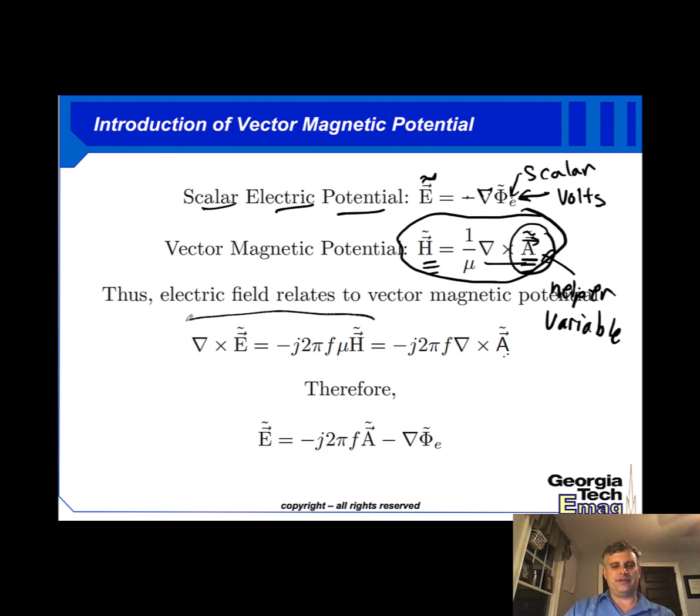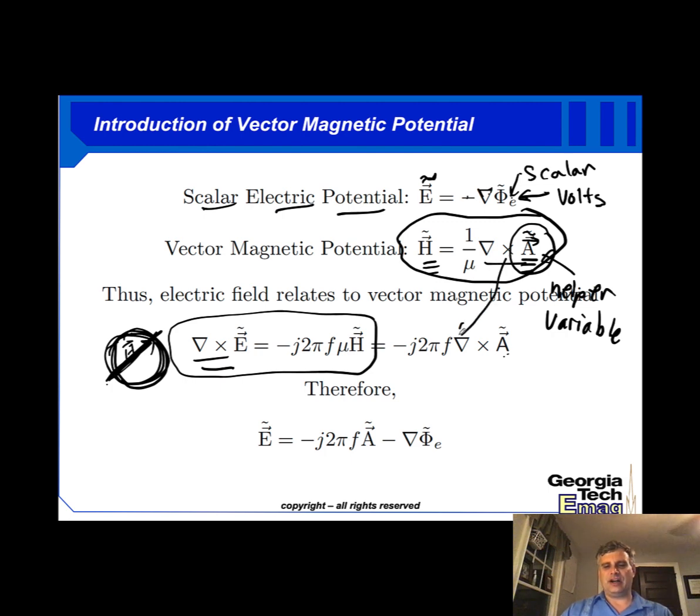Here is Faraday's law, which says that electric field circulates around a changing H field. So this is my H field. It's a phasor vector. It's oscillating back and forth. I'm going to get an E field that circulates around that, according to this Maxwell equation. By definition, if we plug this in here, we find that E must be equal to minus j 2 pi f A, where this is our vector magnetic potential.